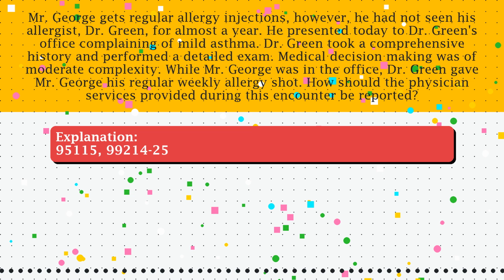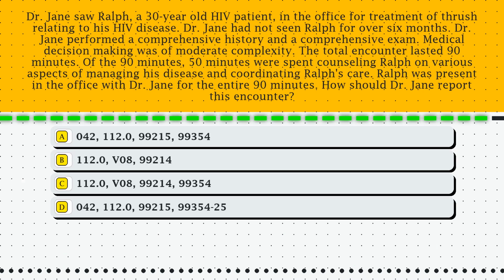Question 104. Dr. Jane saw Ralph, a 30-year-old HIV patient, in the office for treatment of thrush relating to his HIV disease. Dr. Jane had not seen Ralph for over 6 months. Dr. Jane performed a comprehensive history and a comprehensive exam. Medical decision-making was of moderate complexity. The total encounter lasted 90 minutes.